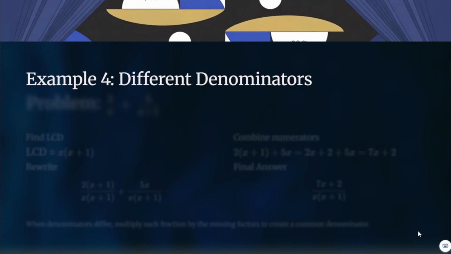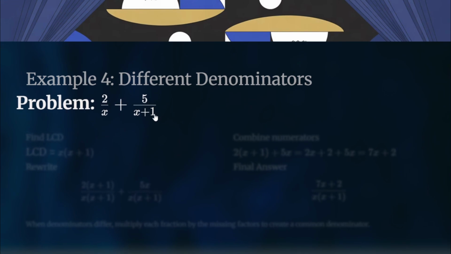So let's look at another example. In this case, we have 2 over x plus 5 over x plus 1. So clearly, our denominators are different.